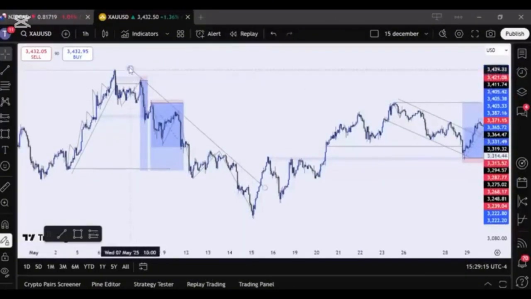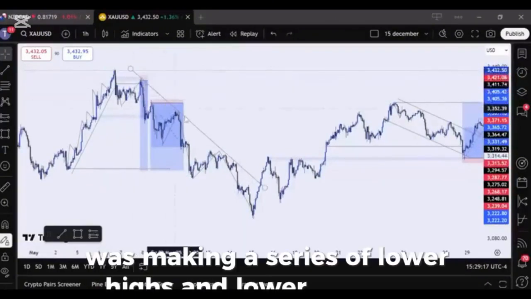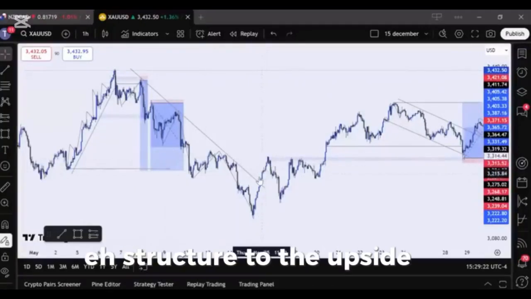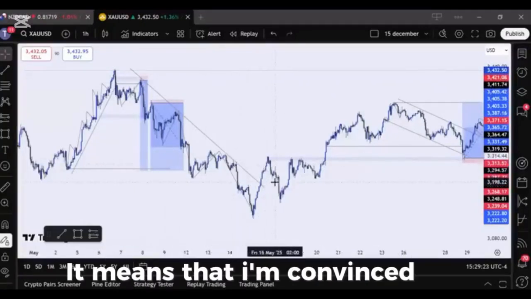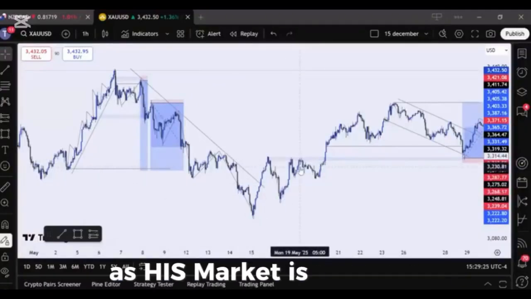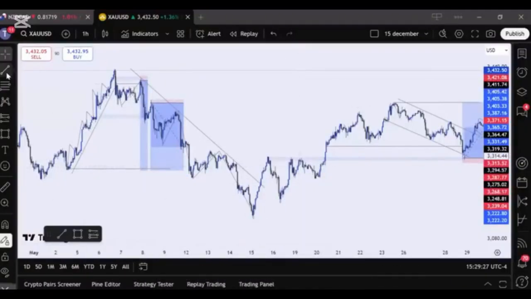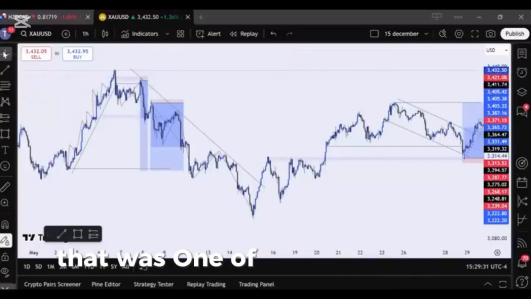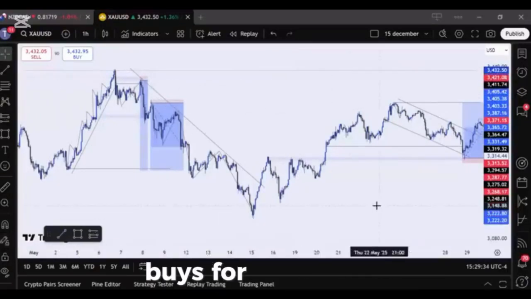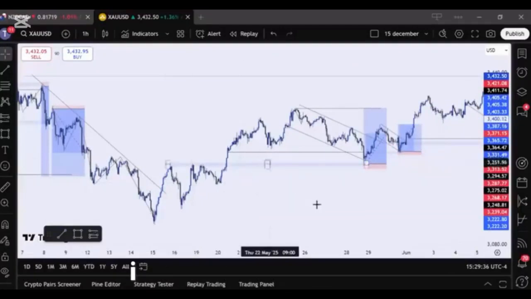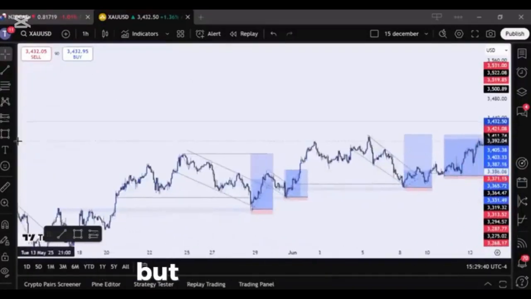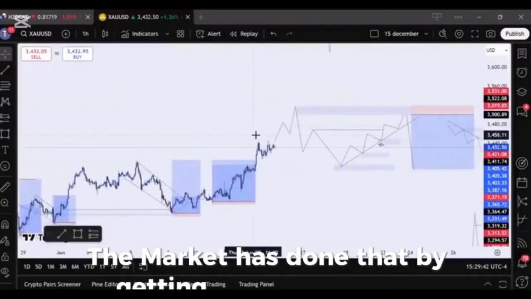So knowing that market was making a series of lower highs and lower lows here, and market eventually gave me this structure shift to the upside by taking out the last high, it means that I'm convinced that market is now reversing. As this market is reversing, my take profit level is targeted to clearing this trend line liquidity. That was one of the reasons I was convinced on taking buys for a long time. That was why every opportunity I saw, I kept looking for buys, because this trend line liquidity here had not yet been cleared. But I think eventually the market has done that by getting to this level here.